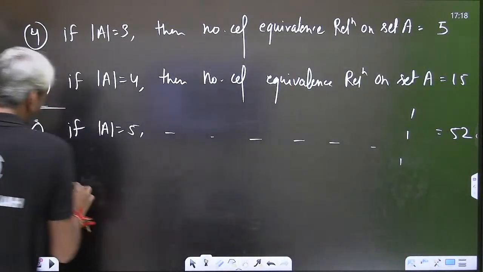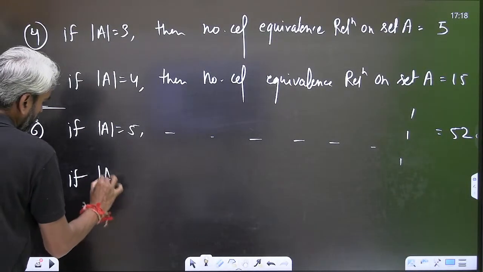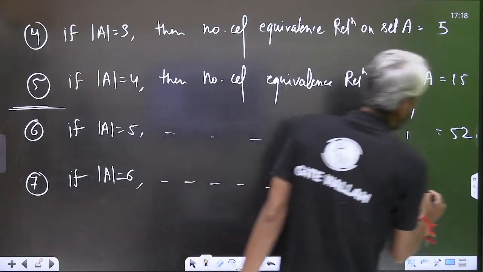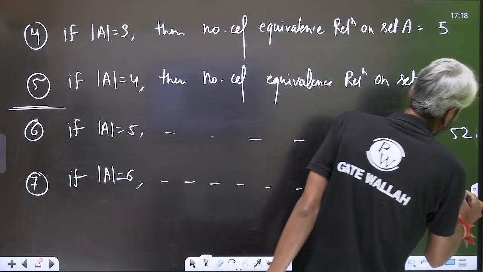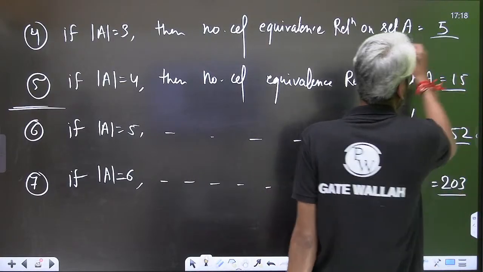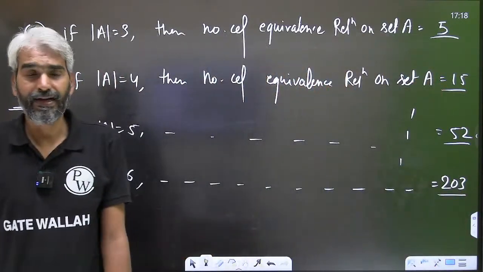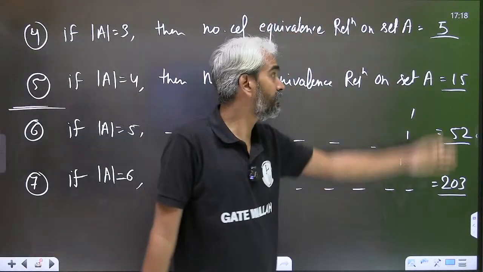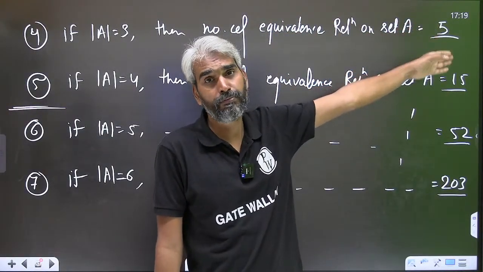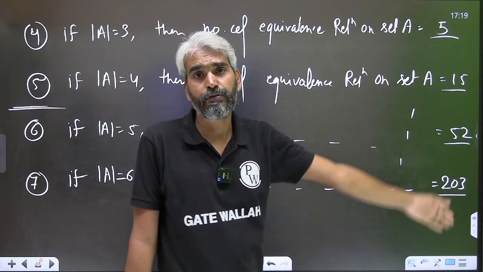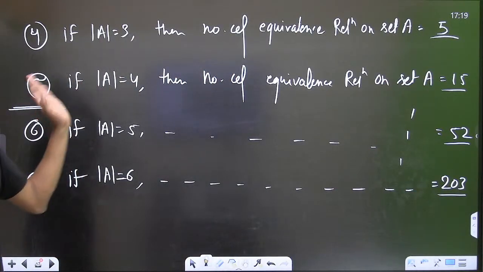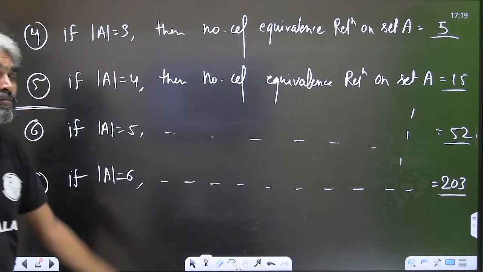And the last one, mod A equals 6, then the number of equivalence relations. So either you can go and study an extra concept of the Bell diagram, or you can remember these four numbers: the number of equivalence relations on a set A with 3 elements will be 5, 4 elements will be 15, 5 elements will be 52, and 6 elements will be 203. Nothing else can be solved using the Bell triangle apart from this.